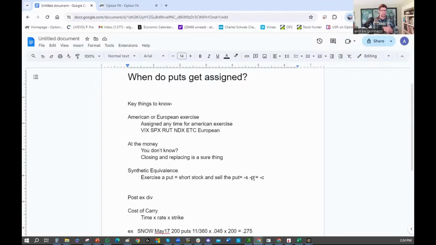The synthetic equivalence of a short put and short stock is a short call. So anytime a liquidity provider, who's taking 99% of the trades you're doing on the other side, decides to exercise, they're adding short call contracts to their position synthetically. Basically, synthetic calls they owned are going to go away. So they're not just going to exercise willy-nilly. They need something for that.